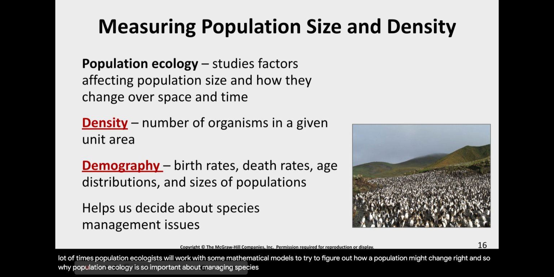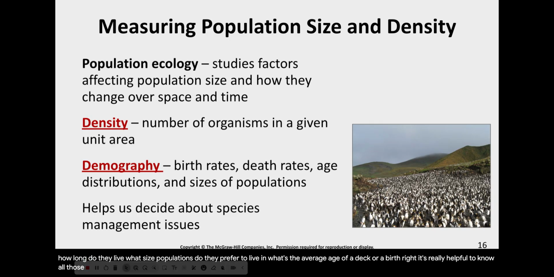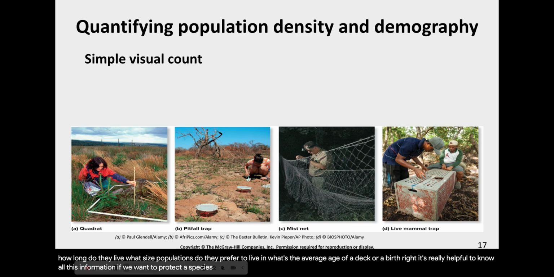Think about endangered species or species that we don't want to go extinct. How might we conserve these species? It's helpful to know how long they live, what size populations they prefer to live in, and what the average age of a death or a birth is. It's really helpful to know all this information if we want to protect a species. All right, so population ecology. We're taking all these measurements about a population, but how do we do it?